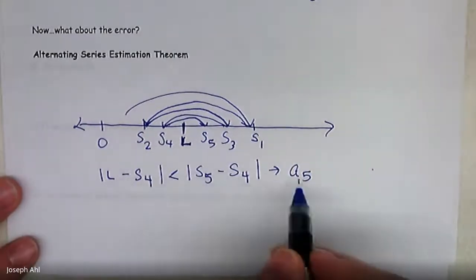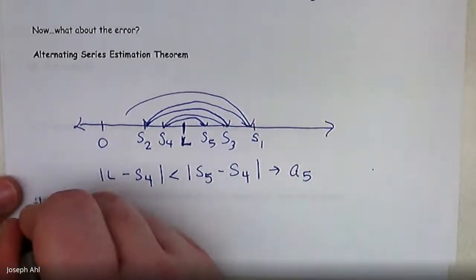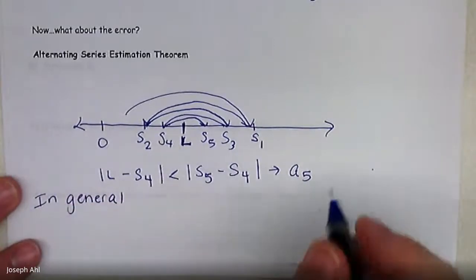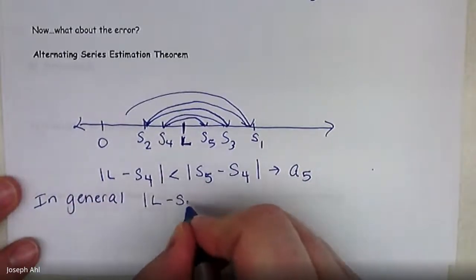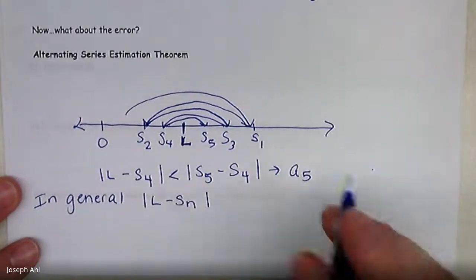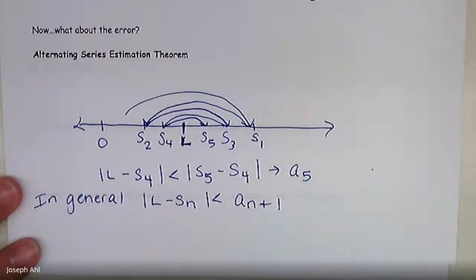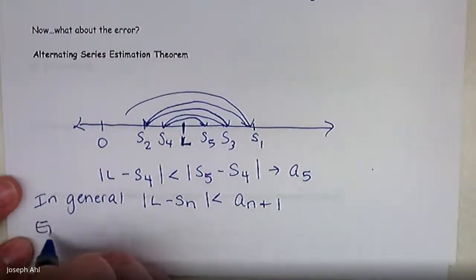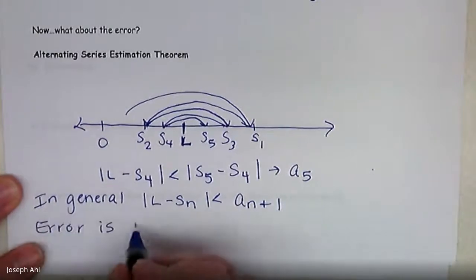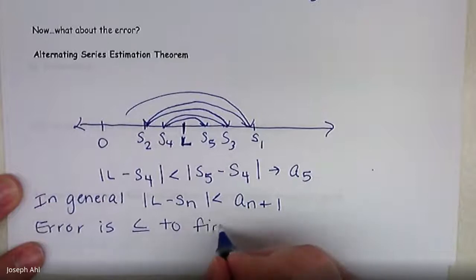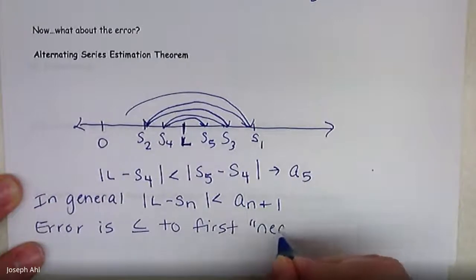Using this as a baseline, we can say that in general, the absolute value of the limit minus S sub n is going to be less than a sub n plus 1. So the error in general is less than or equal to the first neglected term.